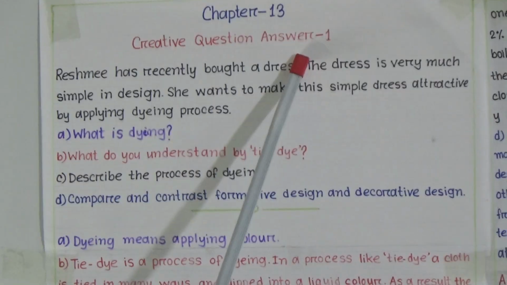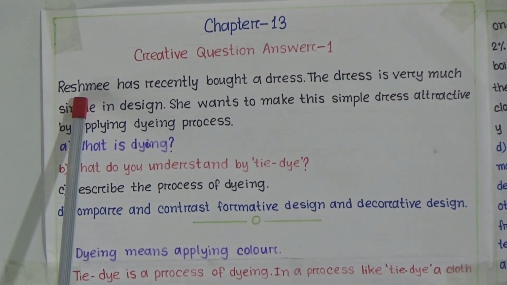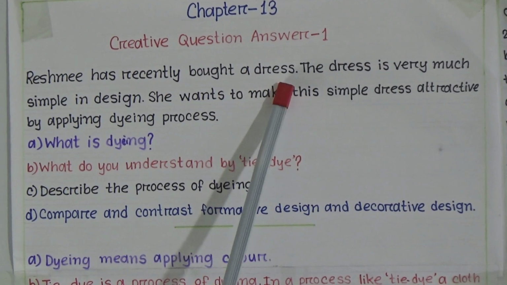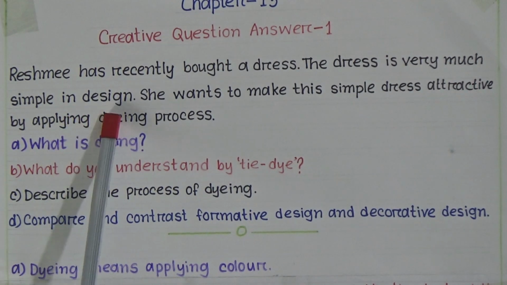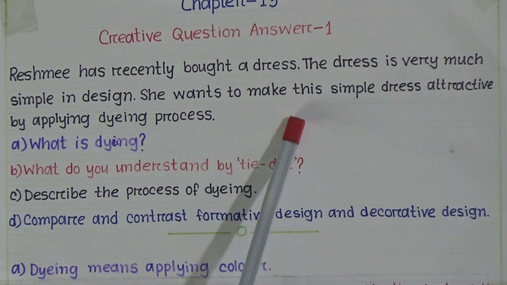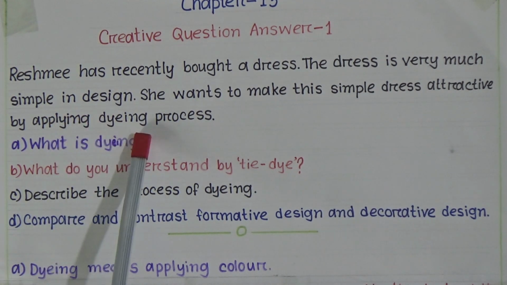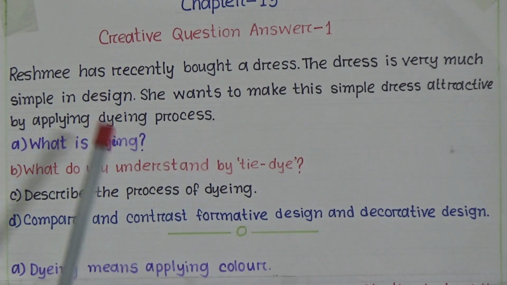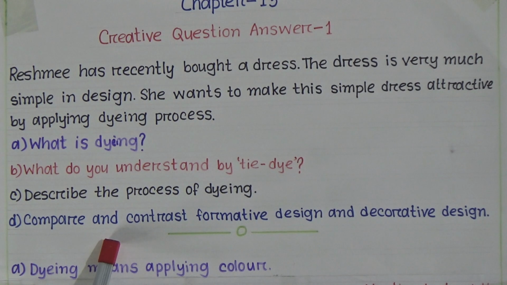Chapter 13, Creative Question Answer 1. I'm reading the stem. Rashmi has recently bought a dress. The dress is very simple in design. She wants to make this simple dress attractive by applying the dyeing process. Now students, we will discuss the answers to this question.